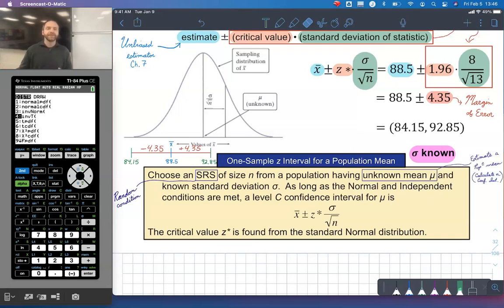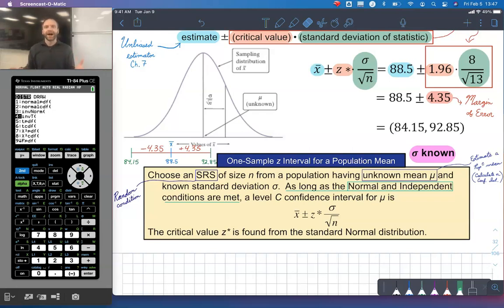And then I also have the idea of, okay, I need to figure out my normal and my independent. Those two are your conditions. Those are things we have to look at as well. When those conditions are met, that's when I'm going to use the formula: X bar plus or minus your critical value times the population standard deviation divided by the square root of your sample size. And the critical value Z star is found from your normal distribution. So this slide, notice all the markings on there. This is your scenario 1. And really it's only one slide for scenario 1.